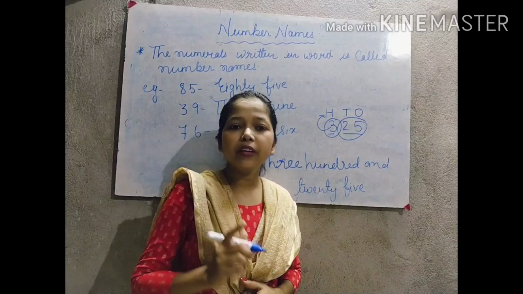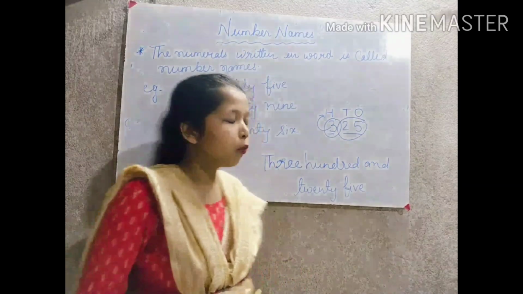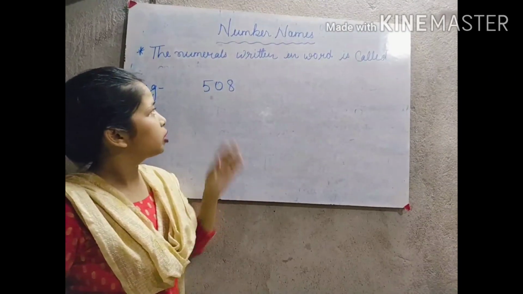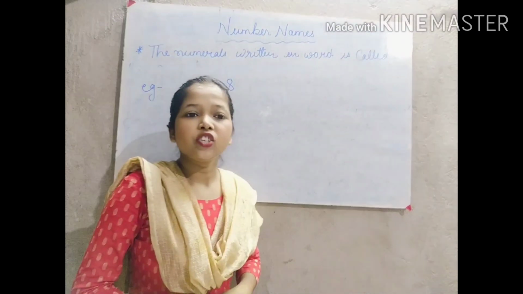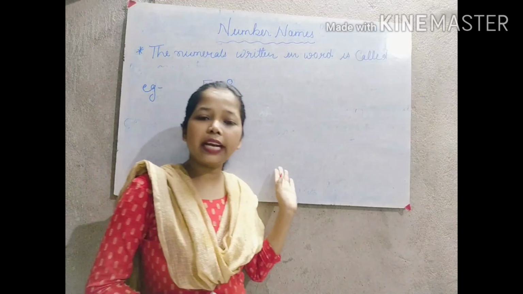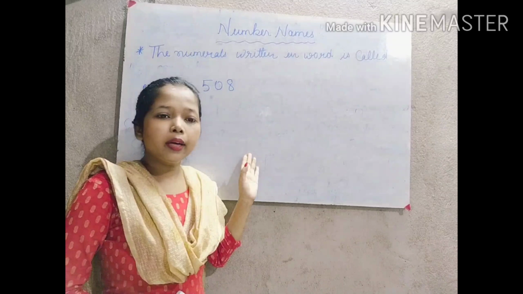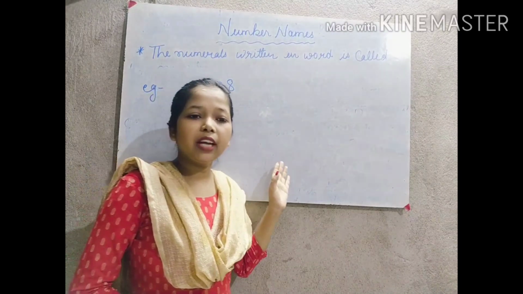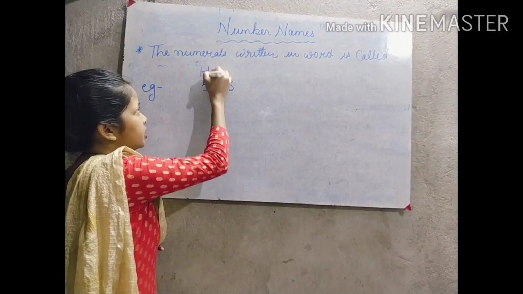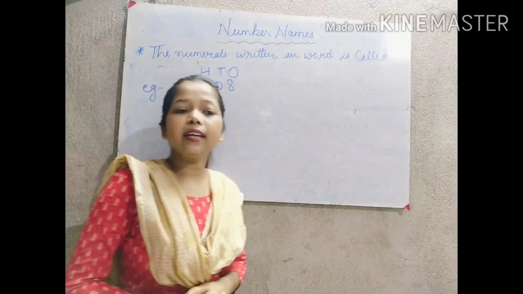Children, sometimes the number in one of the places is 0. Then let's see how we will write it in words. Let's take one more example, 508. See the number again. First we will write the place value of each digit on top of the number: hundreds, tens and ones.